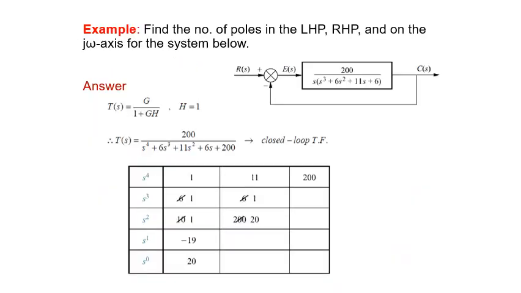Let us look at this example. In this example, he said find the number of poles on the right hand plan, left hand plan, and the j omega axis of the following system below. So this is the system. We will calculate the characteristic equation. This is the characteristic equation, and we will start the calculation.